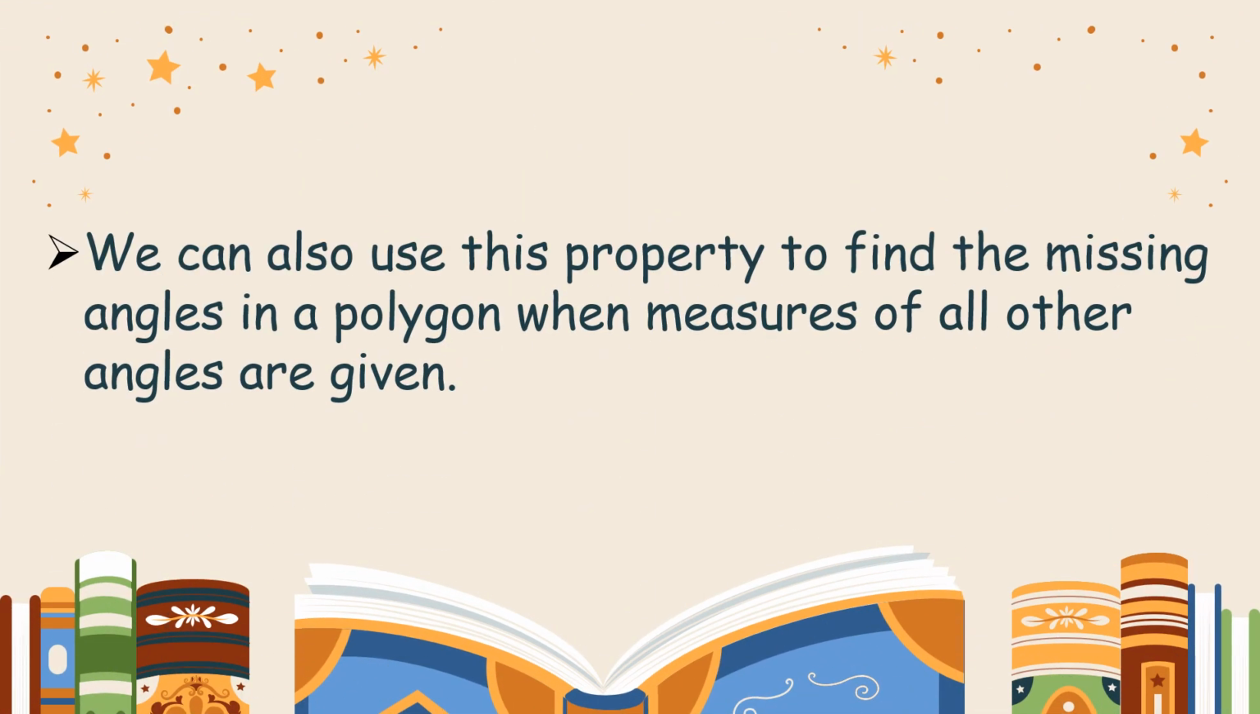Yes, we can also use this property to find the missing angles in a polygon when the measures of all other angles are given. Using this property, we can find the missing angles in any polygon when the measures of all other angles are given. We'll solve some sums based on this. You will get an idea about it.